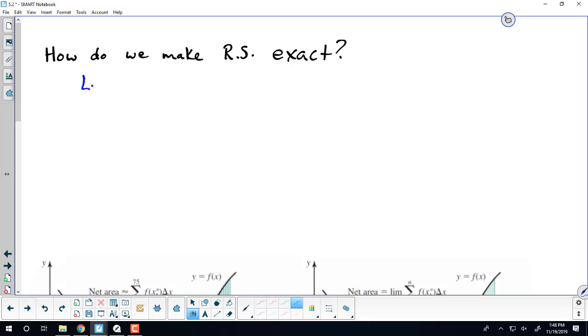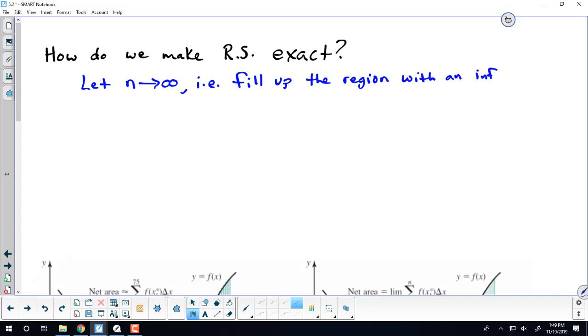So we're going to let n approach infinity, that is, filling up the region with an infinite number of rectangles.